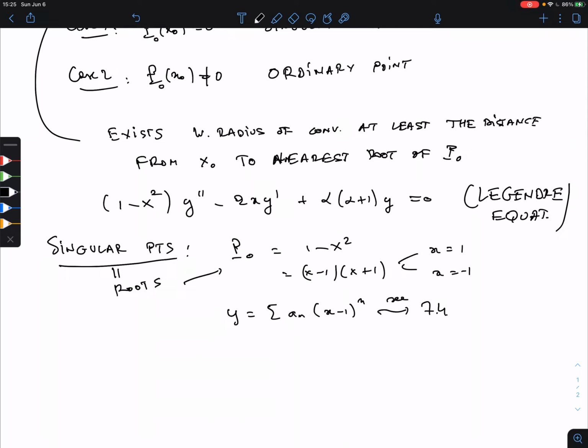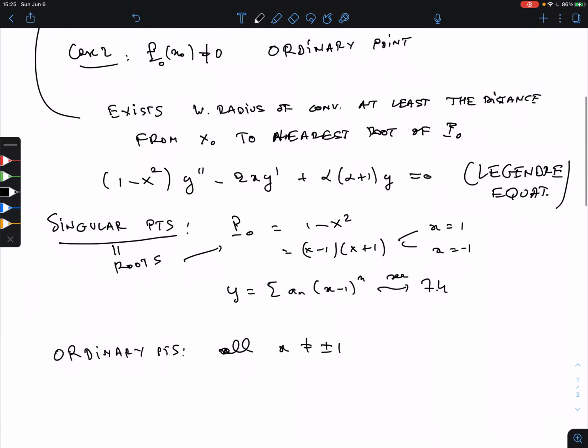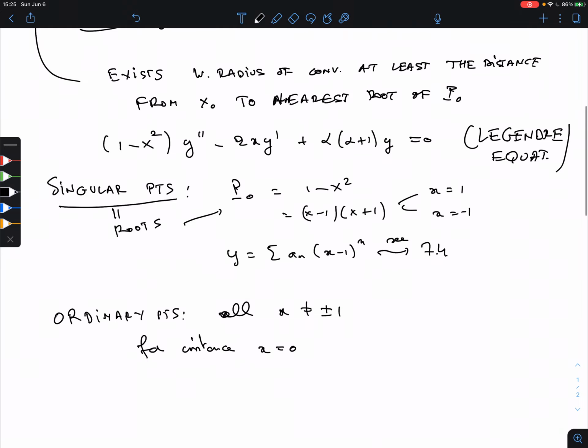So what is really interesting are the ordinary points, and these of course are everything else: all x different from plus or minus 1. So for instance, x is 0. Okay, so what do I now mean here with this radius of convergence? We know that there is going to be a solution centered at 0, so it will be something of this form, and it will converge with radius of convergence r, and we know that r is going to be at least the distance to the closest 0.